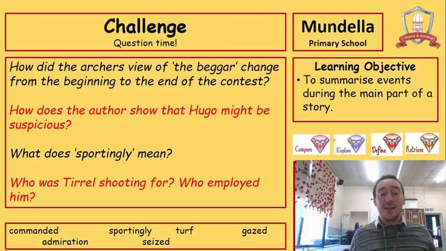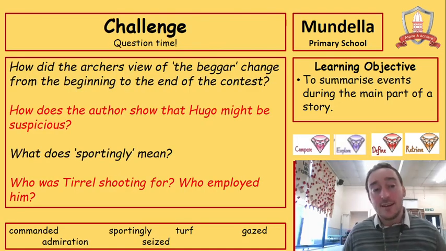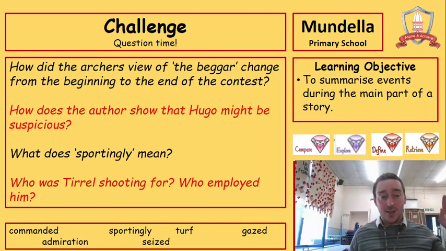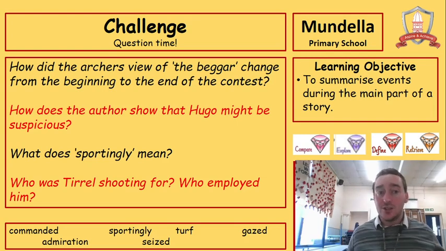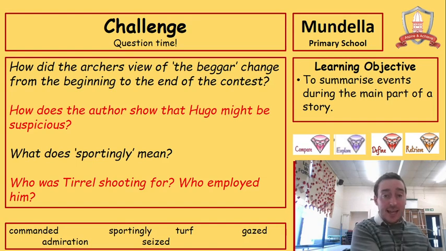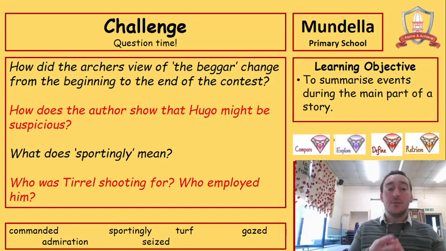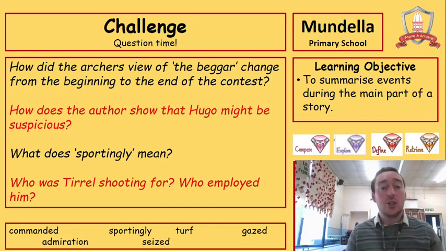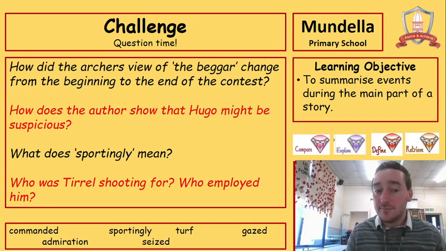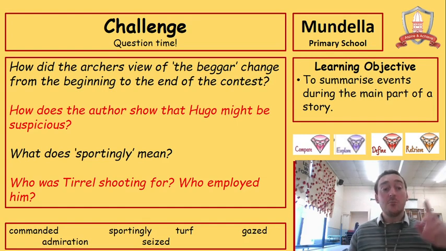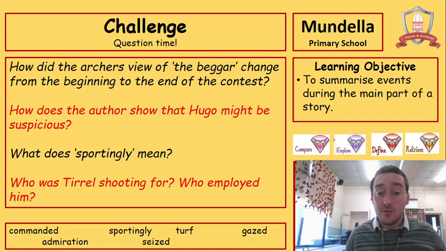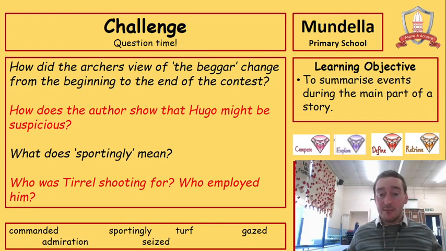Well, before we find out, it's question time about what we've read already so far. So let me just read through the questions. Number 1. How did the archer's view of the beggar change from the beginning to the end of the contest? What did they think of him at the beginning compared to what they thought of him at the end? Explain that. Number 2. How does the author show that Hugo might be suspicious? Number 3. What does sportingly mean? And number 4. Who was Tyrrell shooting for and who employed him?